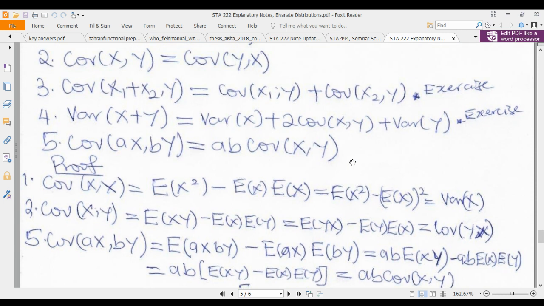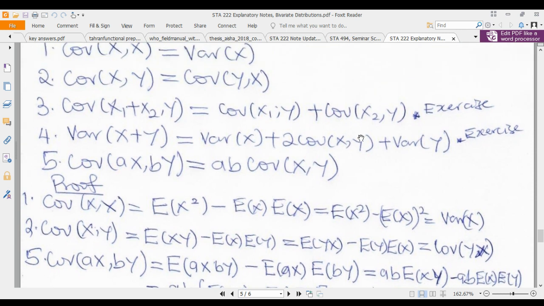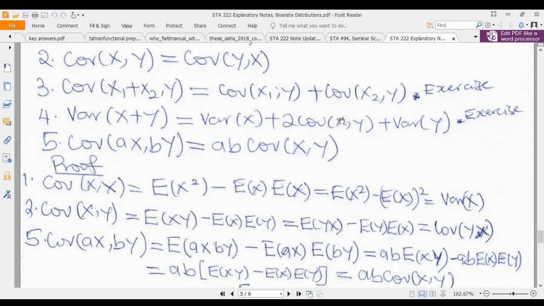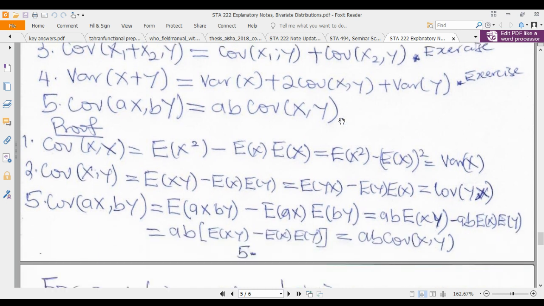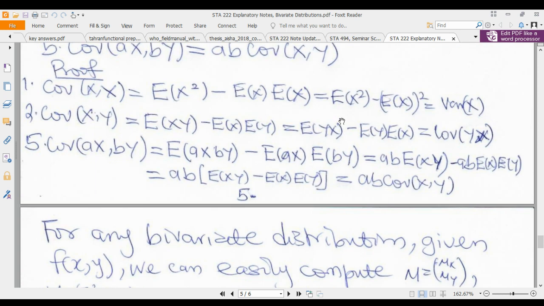So number 3 and number 4 are therefore given as an exercise that should be proved. You provide a proof of it. Very important.